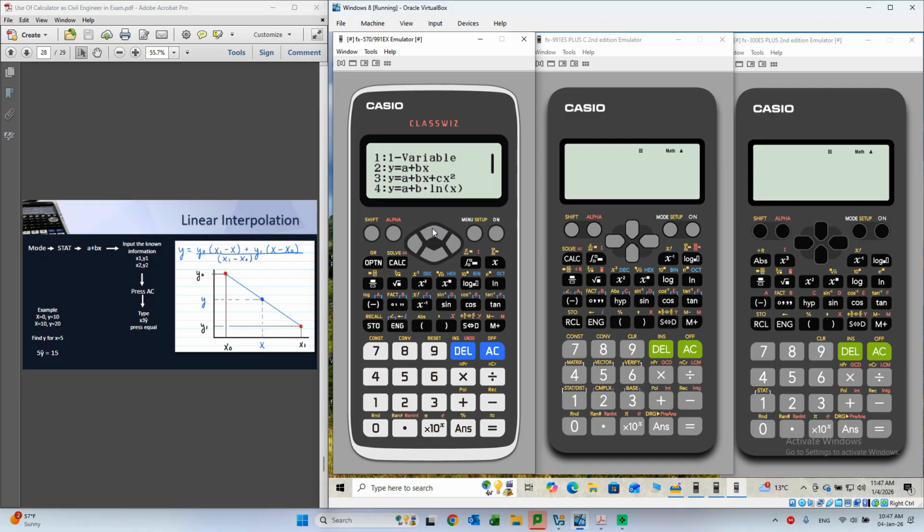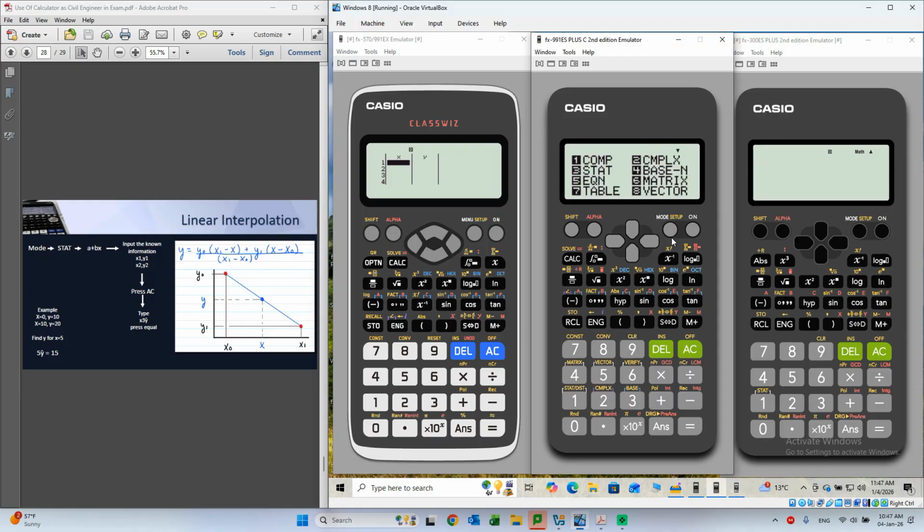For example, linear: y is equal to a plus bx, number 2 we call it. In this one, if I go to the mode of the function, we go for statistic, which is number 3 here. Then again, I'm choosing 2 here, a plus bx, which is the linear interpolation. I believe this is also available in this one, so I can go for statistic here, 2, and then again 2, which is linear interpolation.